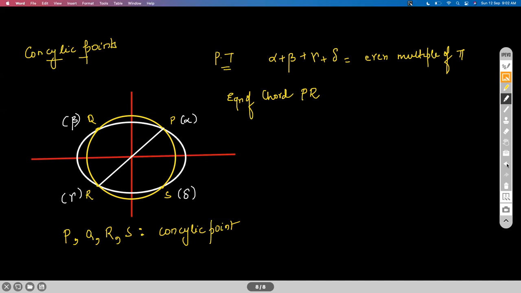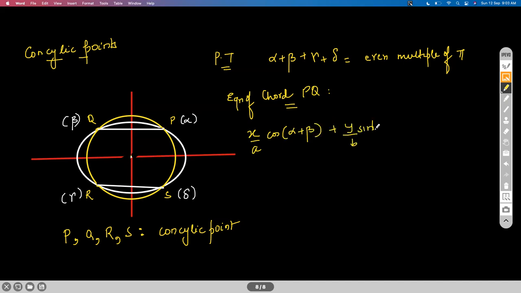Let me just take a chord like this, chord PQ. It doesn't make any difference whichever two chords you take. And let me take a chord RS. So what is the equation of the chord PQ? Why I took PQ? Because you would remember the alpha beta combination which I gave you in the equation of a chord: x by a cos of (alpha plus beta) by 2, plus y by b sine of (alpha plus beta) by 2, is equal to cos of (alpha minus beta) by 2. Do you all remember this equation of a chord? We had done it before doing the equation of a tangent.